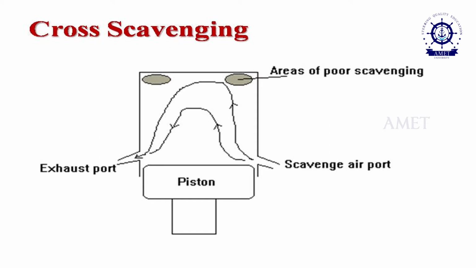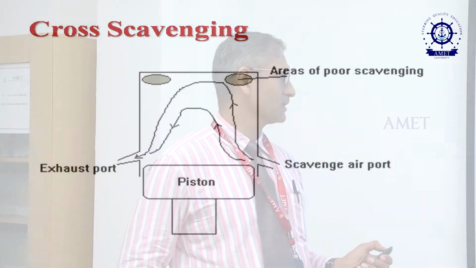So, what you are seeing in the diagram is called cross flow scavenging. This typically was used by Sulzer in its engines. Let us try to understand what is cross flow scavenging. As I told you, scavenging is a process by which you replace the exhaust gases which are there in the cylinder with a charge of fresh air.